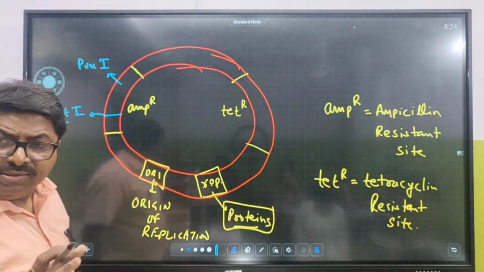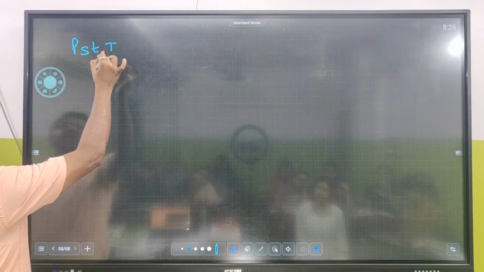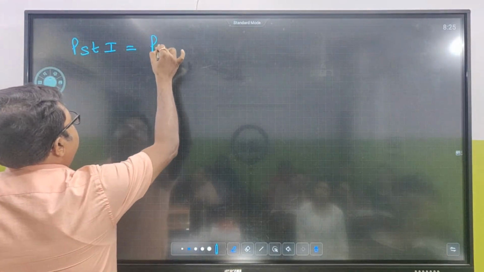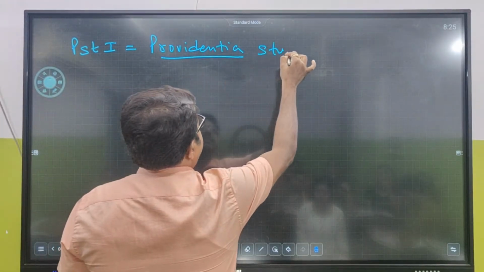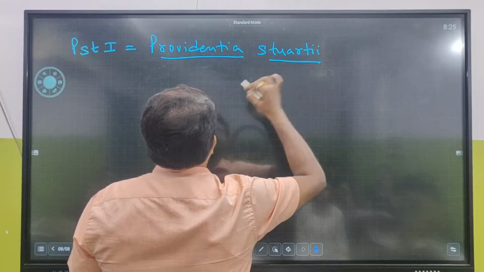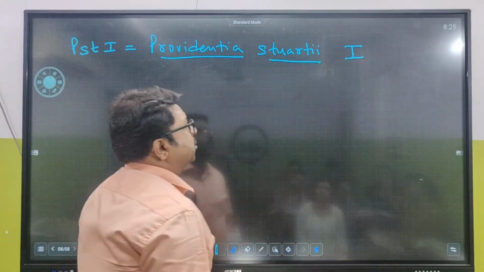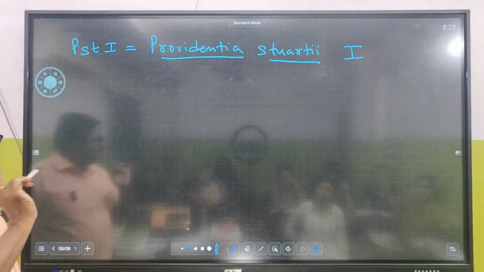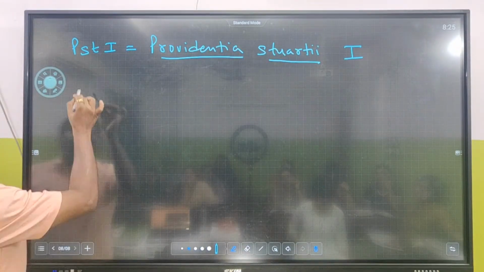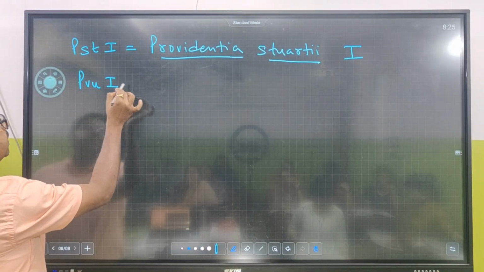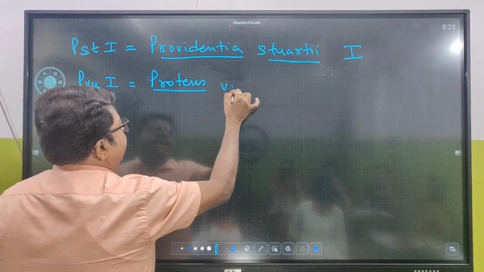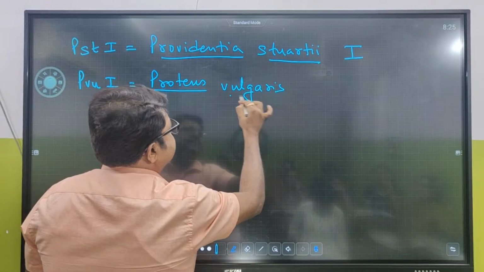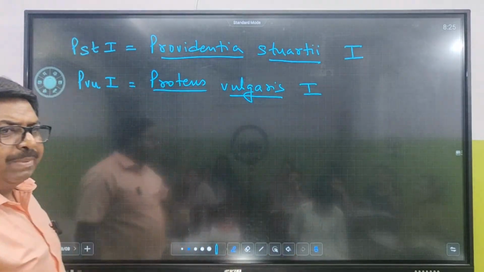So how to name REN? Just like ECOR1, PST1 stands for Providentia Stuarti. It's the name of the bacteria, Stuarti, T-double-I. And what is 1? The first isolated enzyme from this bacteria. So it's a type of REN. What is the next one? PVU1. What is PVU? It is Proteus vulgaris 1. What is the first isolated enzyme from this bacteria?